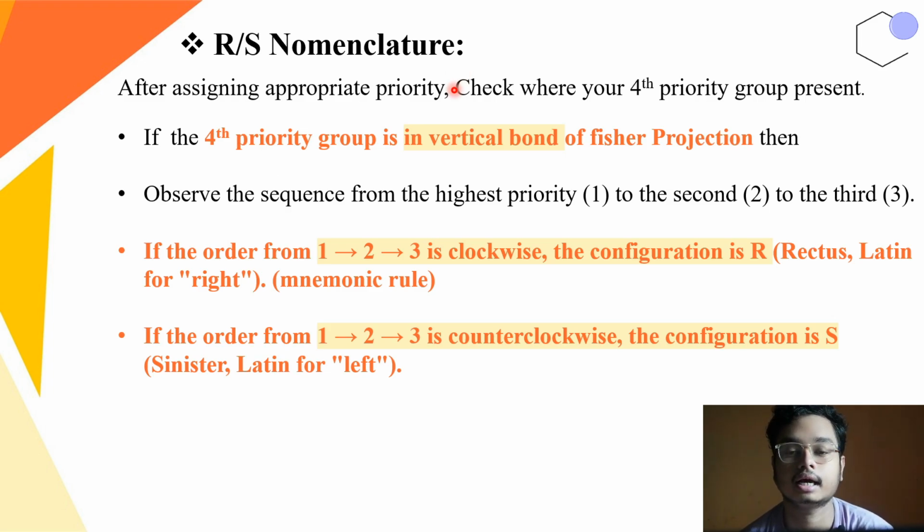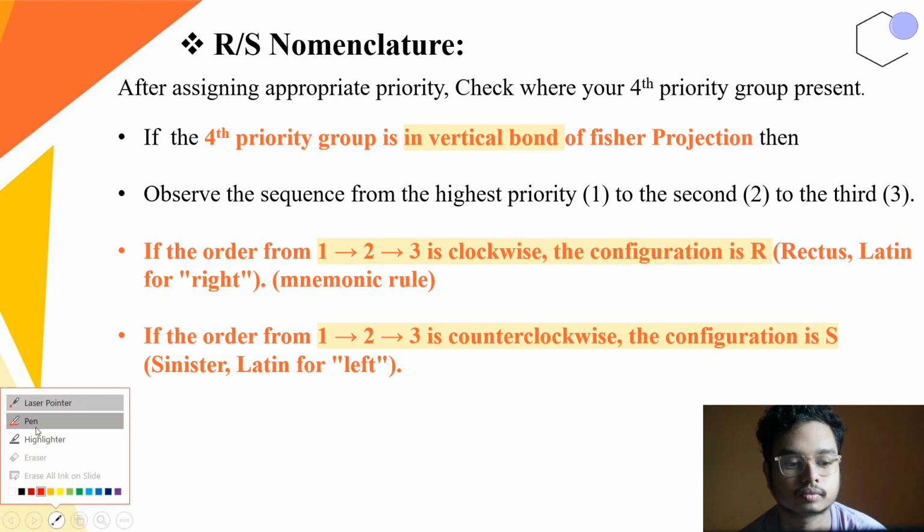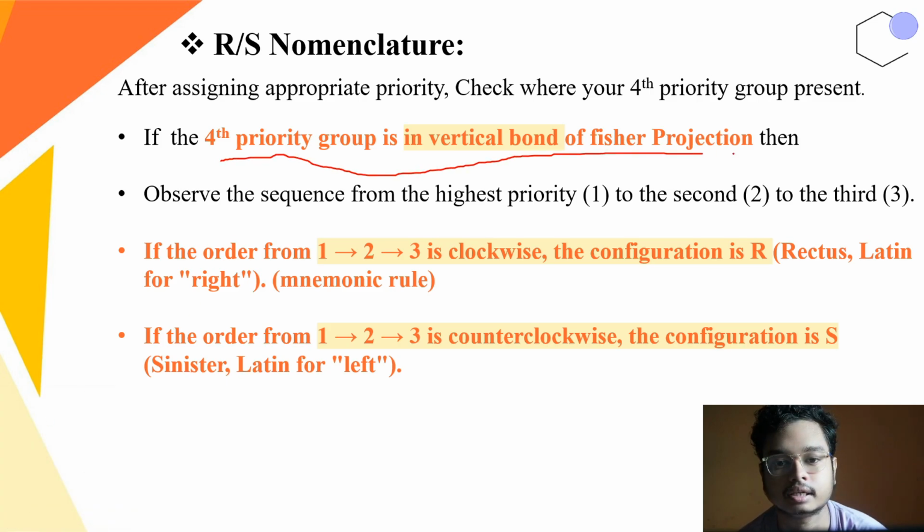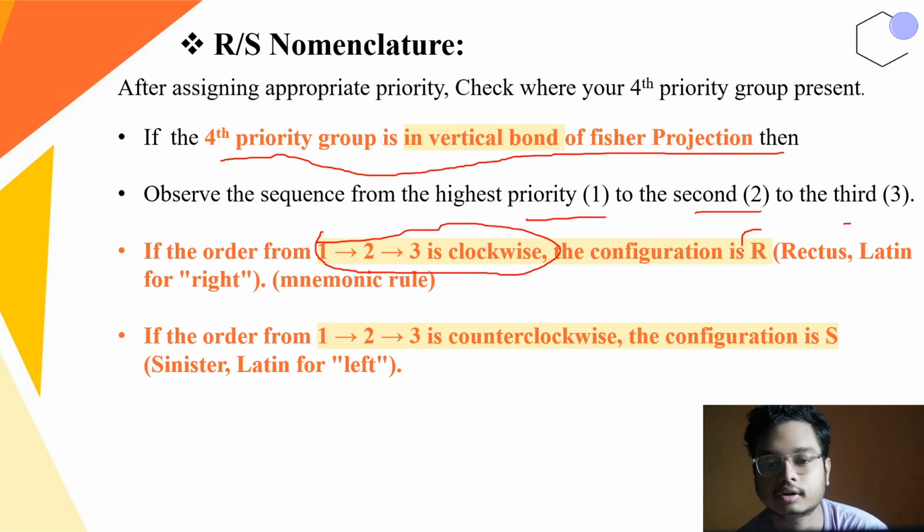Now how can we determine the absolute configuration of our chiral centers? After assigning the appropriate priority, the 4th priority group is very crucial to determine the RS nomenclature. If the 4th priority group is in a vertical bond of a Fischer projection, that is a very important line, then you have to check the rotation sequence from highest priority to the second to third. If the order 1, 2, 3 is clockwise, then the configuration is R.